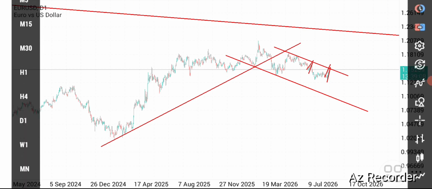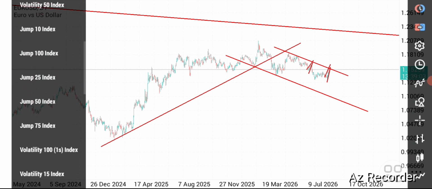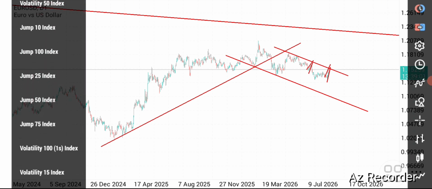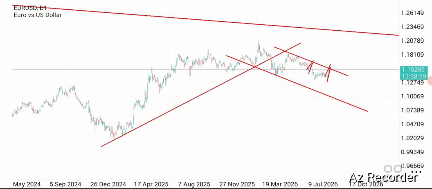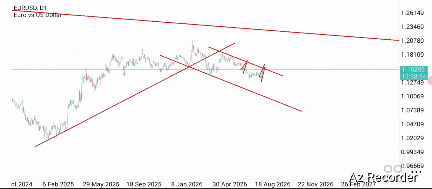Also, I told you to include these volatility indices. They are easy to draw. They normally follow technical analysis 100%. No news, they are very volatile, and we don't have weekends. So if you are good in this analysis, you can maximize your profitability.